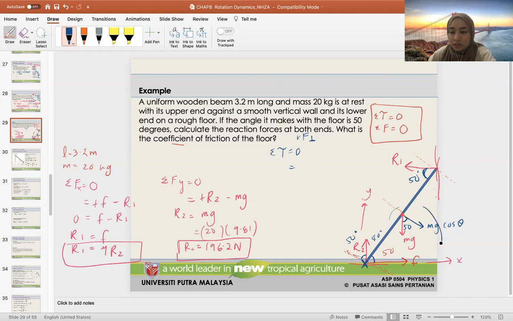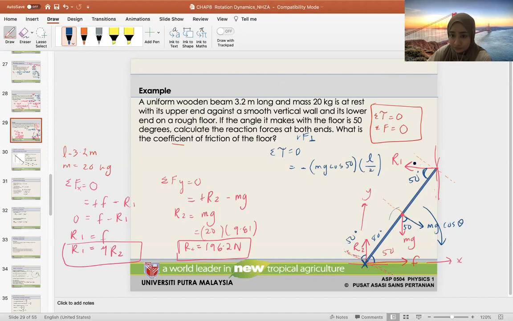So mg is going this way, so it's going clockwise. So it becomes negative. So mg cosine 50, and the length is L over 2 because it is at the center of the beam. The length from the axis of rotation is L over 2. I don't know what my L is. Do I know? Yeah, I do know what my L is.